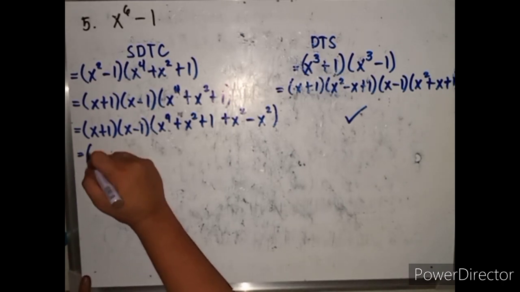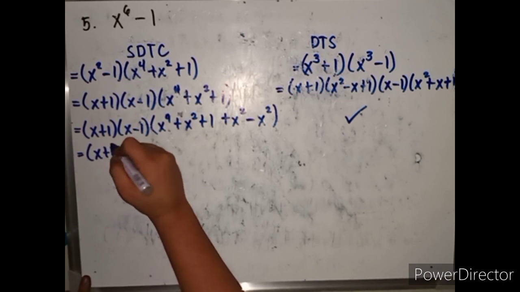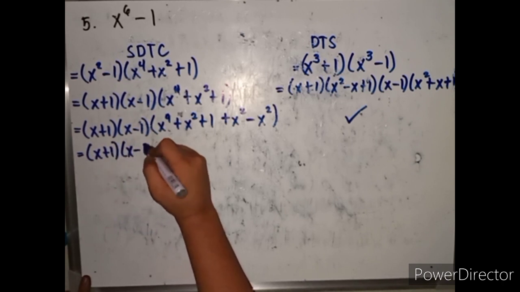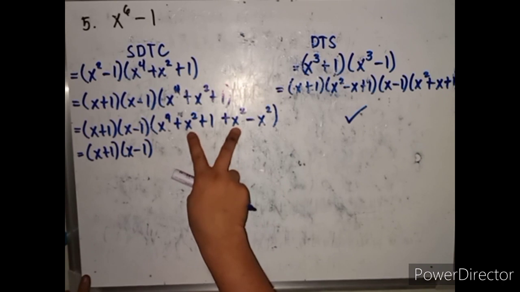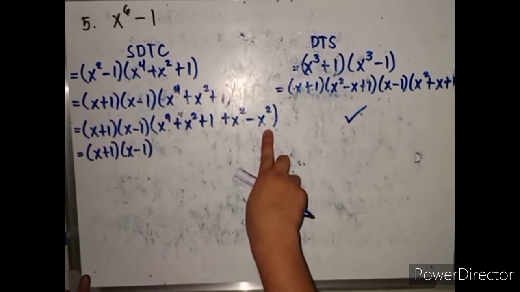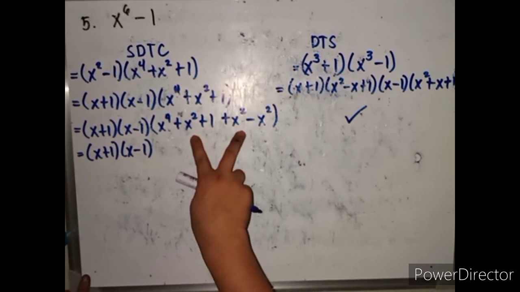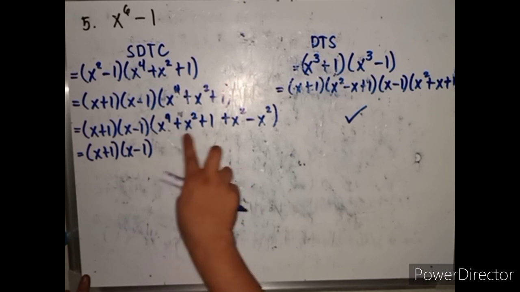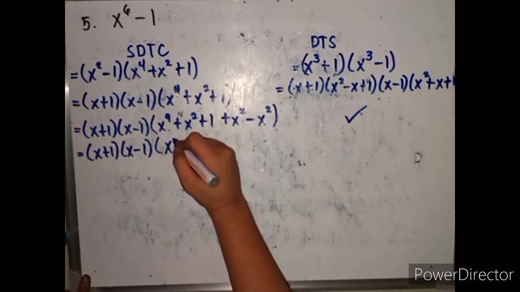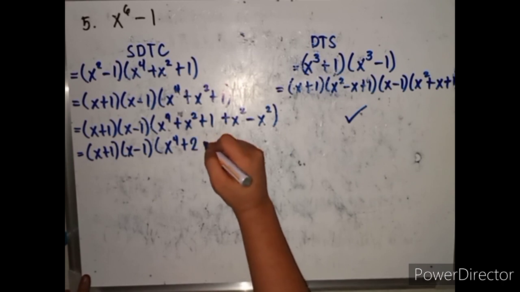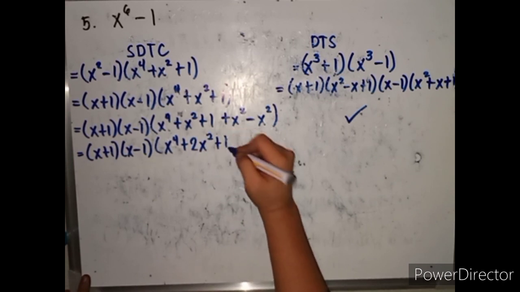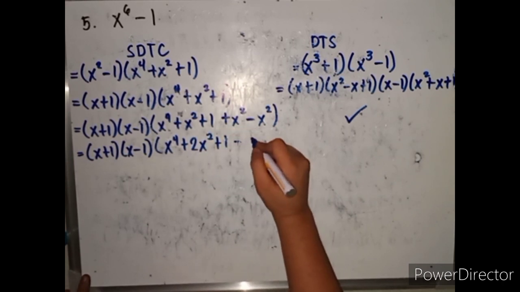So, let's combine similar terms. So, we have x plus 1 times x minus 1. So, itong dalawa pagsasamahin natin. Huwag natin muna ito ibabawas kasi baliwala. So, mamaya na siya. Ito muna. Gawin muna natin itong perfect square trinomial. So, we will have x to the 4th plus 2x squared plus 1. Okay. Tapos, minus x squared.